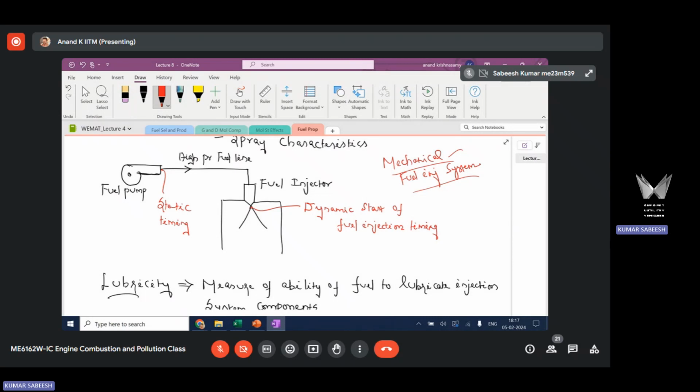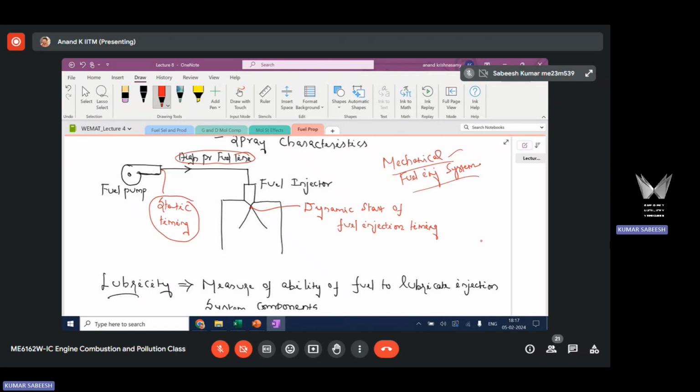Once you have a mechanical fuel injection system, any variation in fuel density affects the start of injection timing. Let us quickly look at how. There are two timings here, as I have indicated: one is called static timing and the other is called dynamic timing. Static timing is the time at which the fuel pump opens and delivers fuel into this line. This line is a high pressure fuel line. Once the fuel pump opens, the fuel is let out to the high pressure fuel line, then it reaches the injector. From the injector, it is sprayed into the engine cylinder.